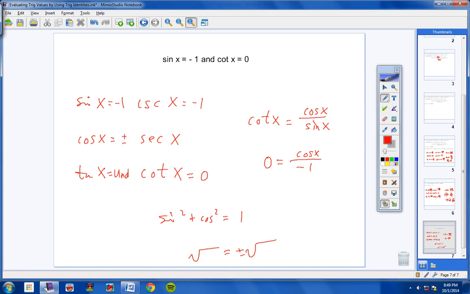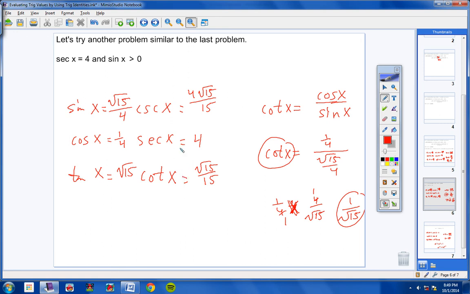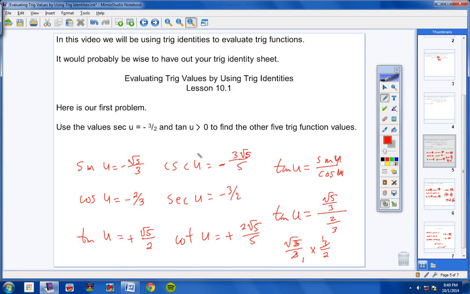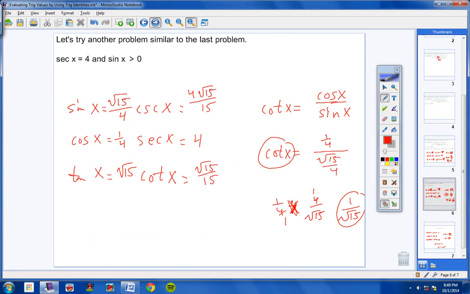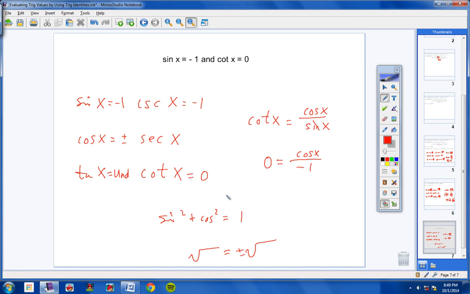Now, the last problem we did, because we knew what quadrant we were in, and the problem before that we did because we knew what quadrant we were in. But this problem here, we don't know what quadrant we're in. So because of that, I did not want to use a trig identity where I had to take the square root of both sides and not know what sign to use. Okay, so that's why I'm using the quotient function cotangent equals cosine over sine.